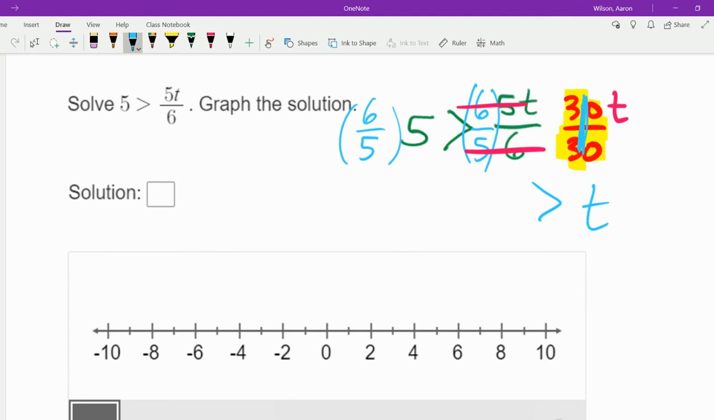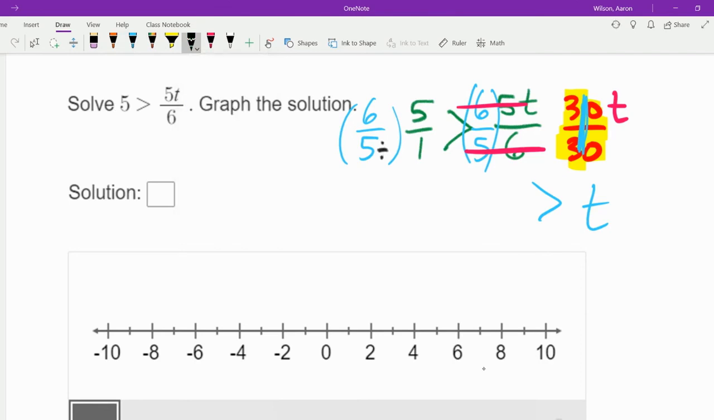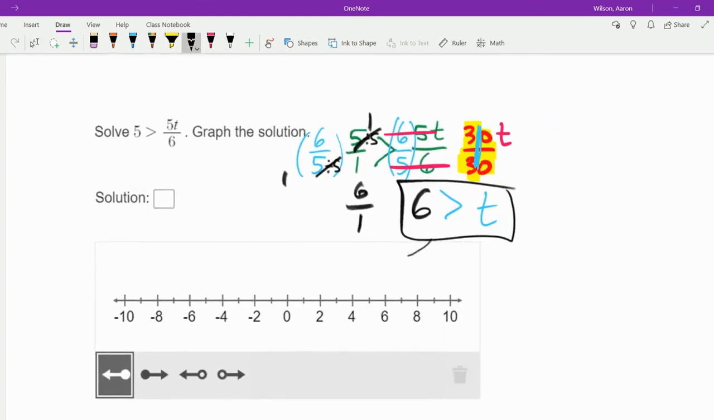Well, hopefully you know to multiply fractions, you can put 5 over 1 because that's the same thing. And then I'm actually going to cross reduce here. I know that both 5 and 5 are divisible by 5s. So those turn into 1s. And now it's 6 times 1, 6, and then 1 times 1, 1, and it's simply just 6. So this is read 6 is greater than t. So here's a tricky one. Notice the variable is on the right side this time. This is the solution. 6 is greater than t.